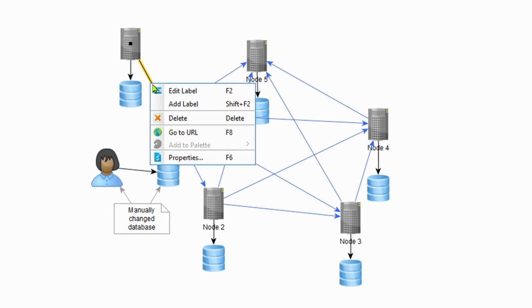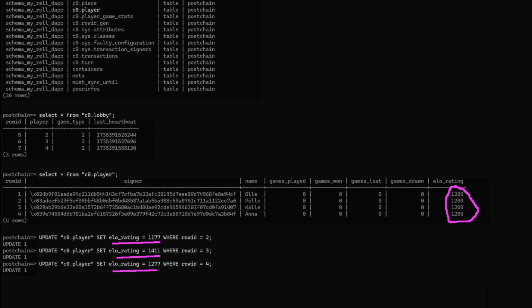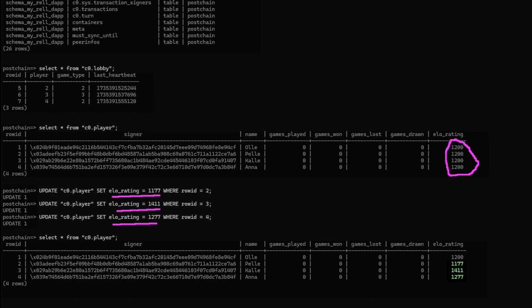Also, if a new node is added to the network, it will run all old transactions in the blockchain, slowly building up the database, but it will know nothing about your manual changes, since they do not come from a transaction. In our case, we only have one node, so it doesn't matter what we do. There's nobody else around to check on us.